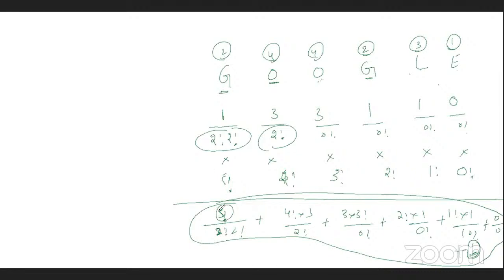So this is 120 by 4, 125 by 4 is 30. Next is 24 by 2, 12. 12 into 3, 36. Next, 3 factorial is 6, 6 into 3 is 18. 2 factorial is 2 into 1, 2. 1 factorial into 1, 1. That is 0, last but one is 0, last one is 1. Add all these numbers. 88. Total 88. So the rank of Google is 88.